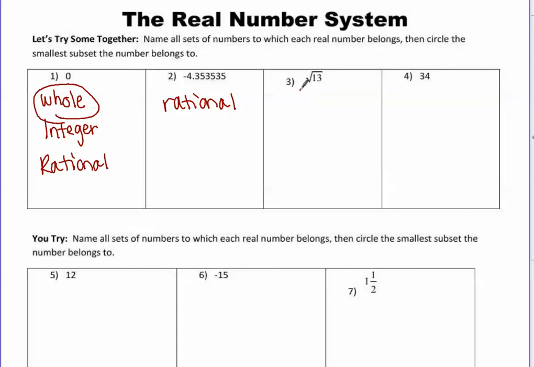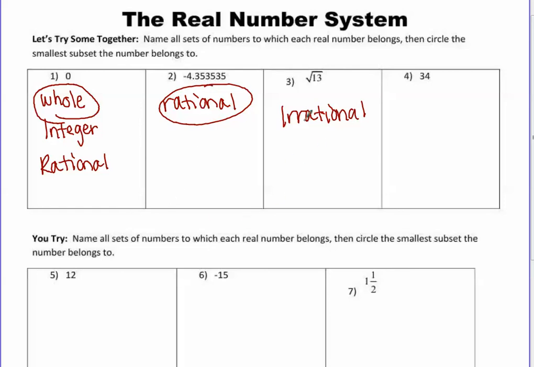Number 3, square root of 13 is not a perfect square. This is an irrational number. If you were to find out what the square root of 13 is, it would tell you 3.60555, and it keeps going. Remember, the definition for an irrational number is decimals that do not repeat or terminate.